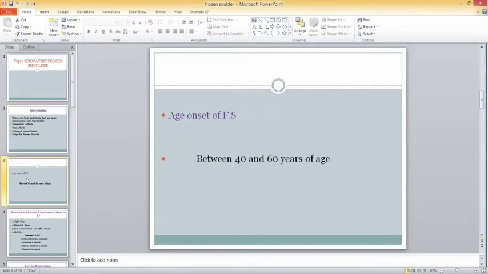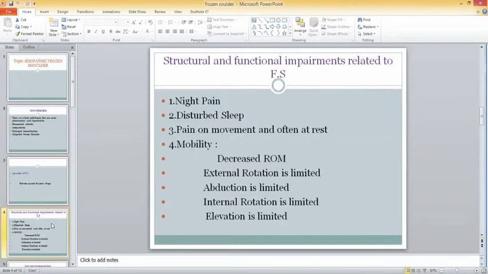Now we will discuss common structural and functional impairments related to frozen shoulder. First and foremost is night pain and disturbed sleep, pain on moving extremity and often at rest. Mobility, decreased range of motion, usually limiting external rotation and abduction with some limitation of internal rotation. External rotation is limited, abduction is limited, internal rotation is limited, elevation is limited in flexion.